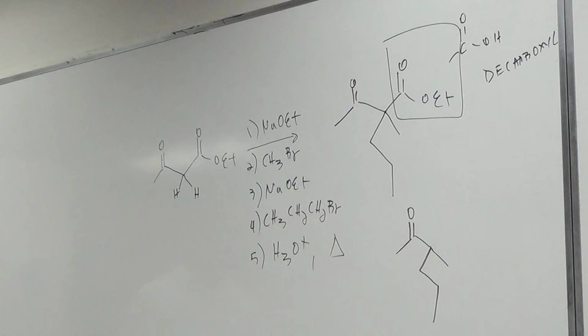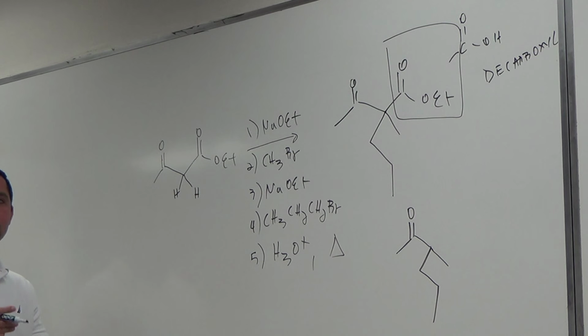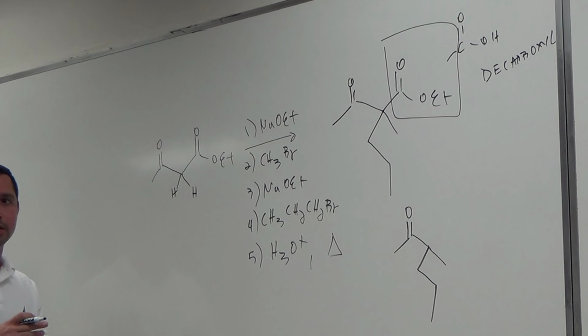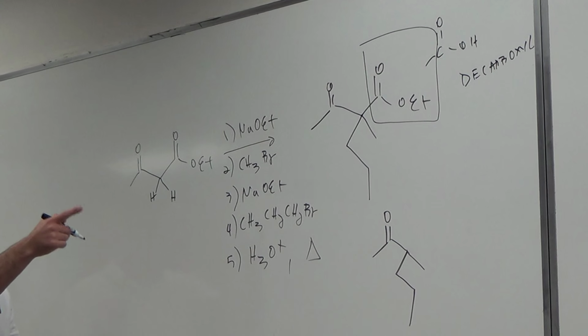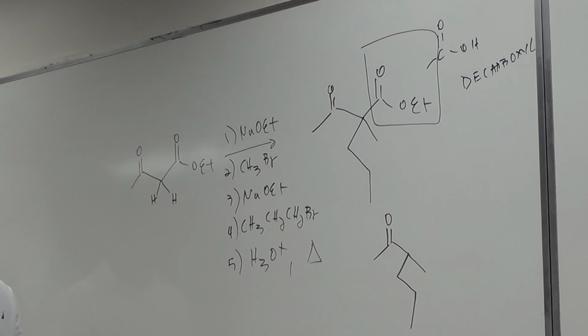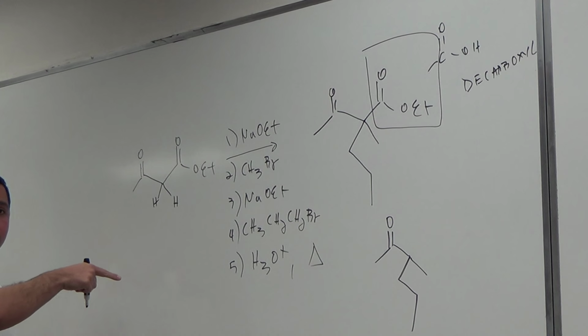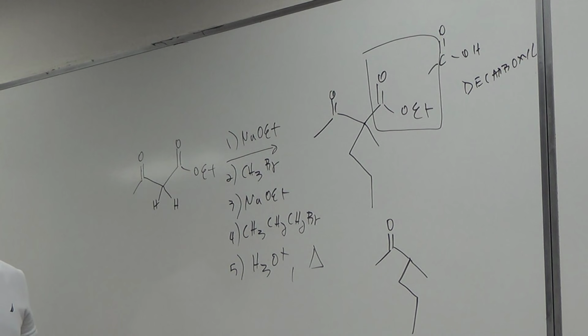So the product of decarboxylation from malonic ester is a carboxylic acid, and the product from acetoacetic ester synthesis is a ketone. Malonic ester, it is carboxylic acid. The product of acetoacetic ester is a ketone.